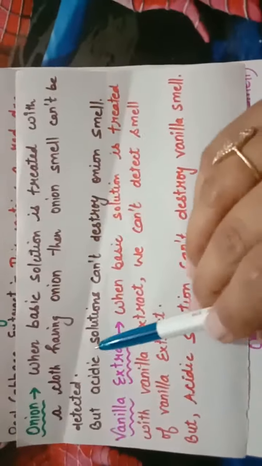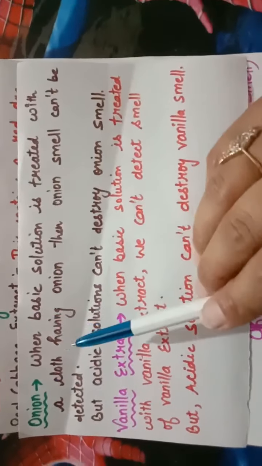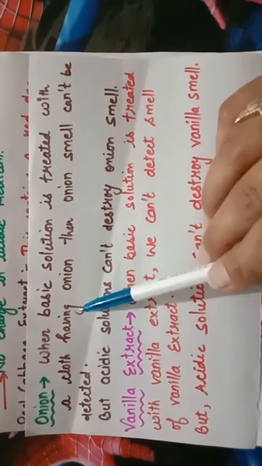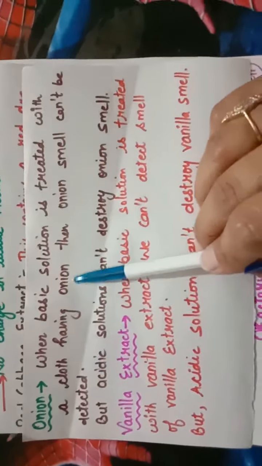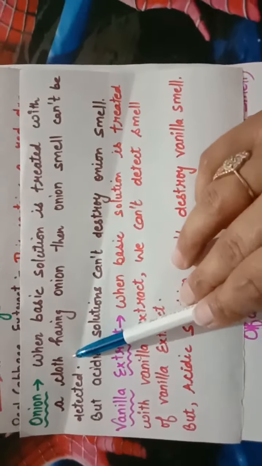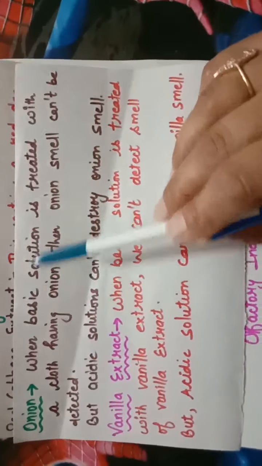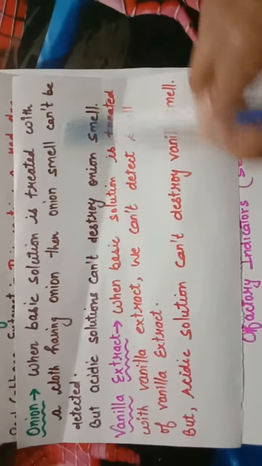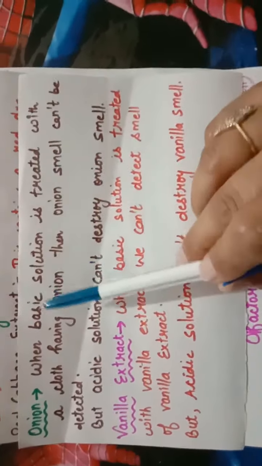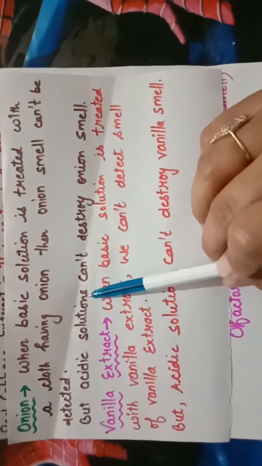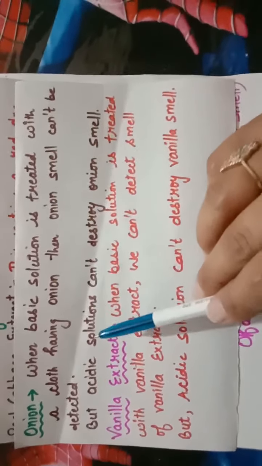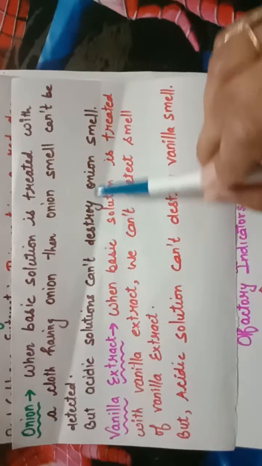First is onion. Onion, we all know, we use very well in the kitchen. If a cloth has some onion juice or onion liquid on it, and we treat it with a basic solution like soap solution, then the onion smell cannot be detected. That means the onion smell has been destroyed, so that is a base. If an acidic solution is used, then it cannot destroy the onion smell.